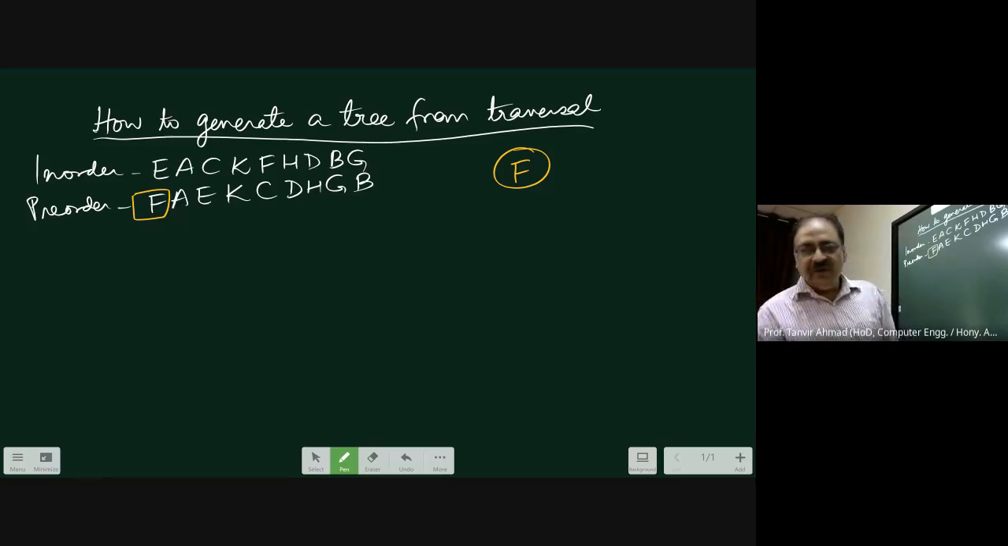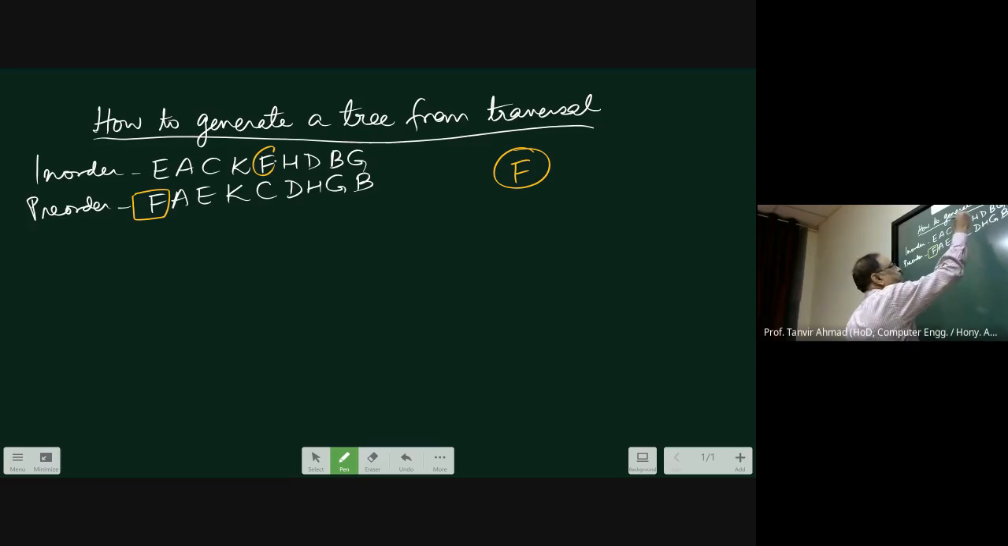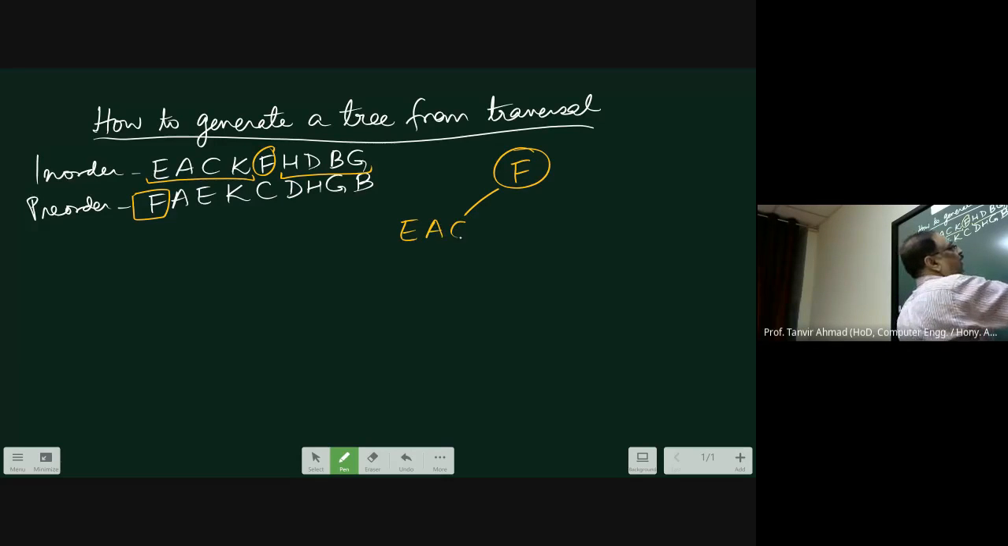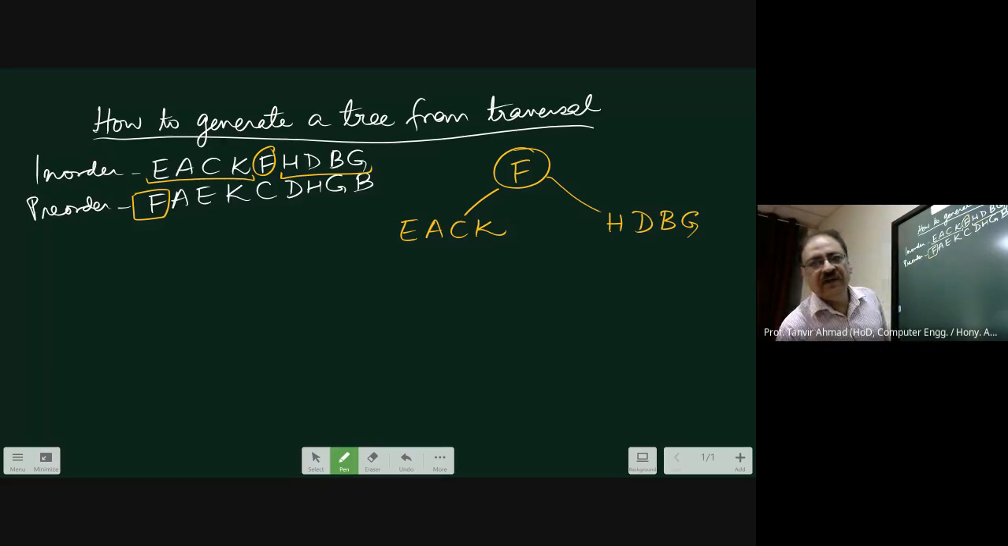Now, what I will do is check the pre-order, and from the in-order I will try to find the left and the right. Now you find where F is here. Therefore, these nodes will come on the left-hand and the right-hand side. That means on the left-hand side you will have E, A, C and K. On the right-hand side you will have H, B, D and G.